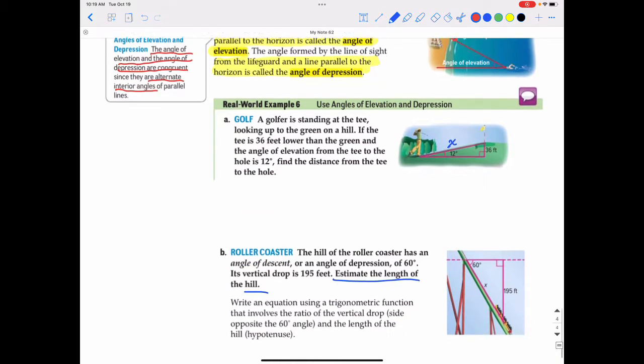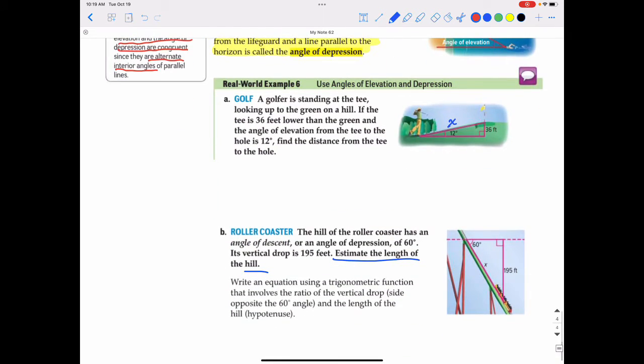A couple of real-world examples. A golfer is standing at the tee looking up to the green on a hill. If the tee is 36 feet lower than the green and the angle of elevation from the tee to the hole is 12 degrees, find the distance from the tee to the hole. So the distance from the tee to the hole is going to be along the hill up to the elevated green. So I have that marked with an X.